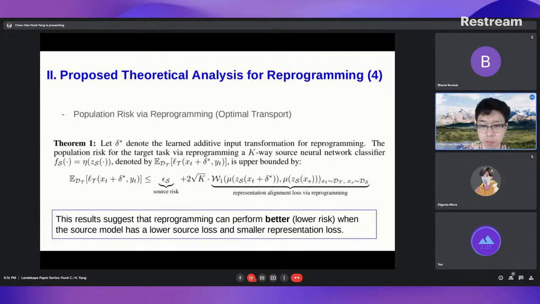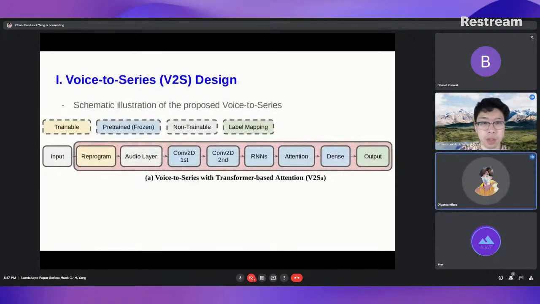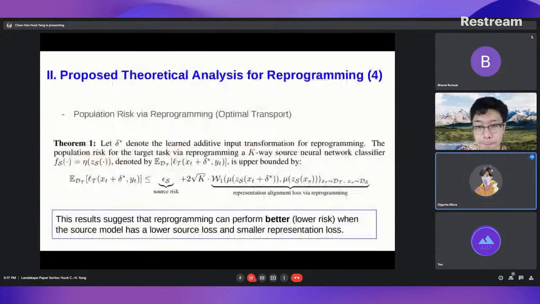Right. So the takeaway is that we can estimate this alignment loss by statistical measurement to justify how well reprogramming works from one adaptation to another. One last question: what was K there? I might have missed that.